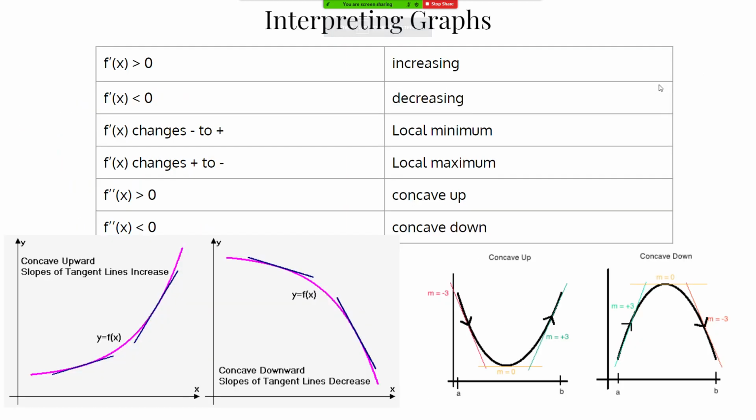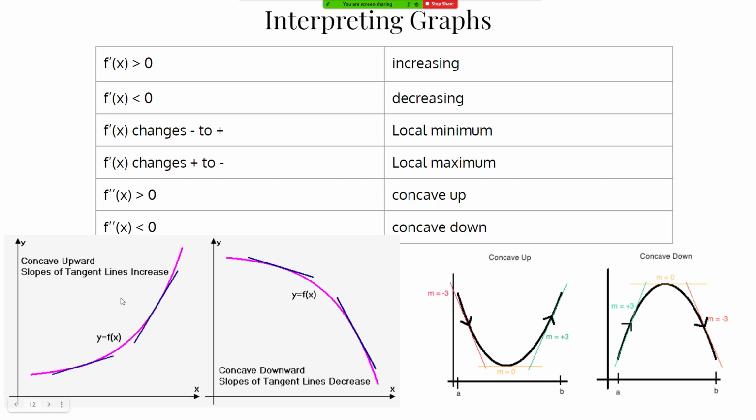Okay. Interpreting graphs. f prime of x is the derivative. Whenever it's greater than 0, that means the function is increasing. And whenever it's less than 0, that means the function is decreasing. Whenever it changes from negative to positive, that's a local minimum. Whenever it changes from positive to negative, that's a local maximum. Whenever the second derivative is greater than 0, it's concave up. Whenever the second derivative is less than 0, it's concave down.